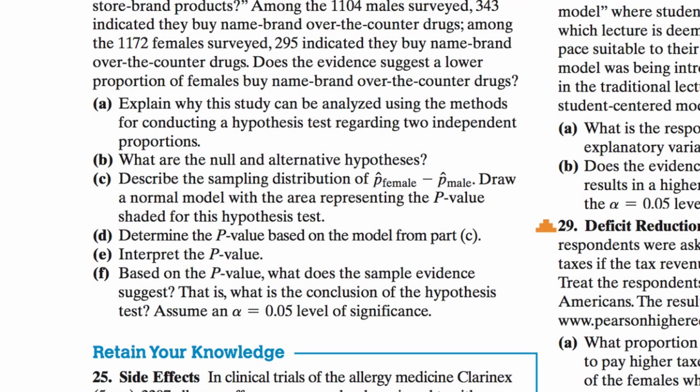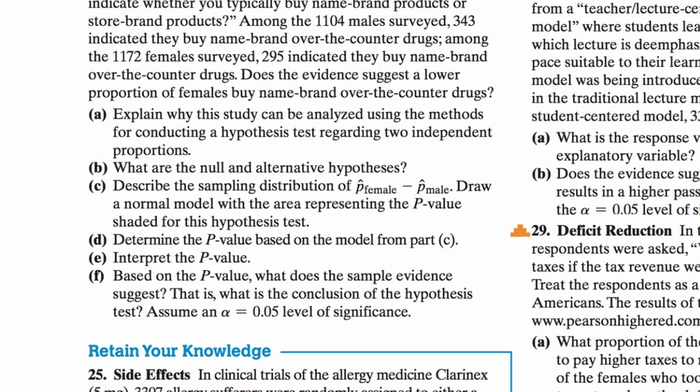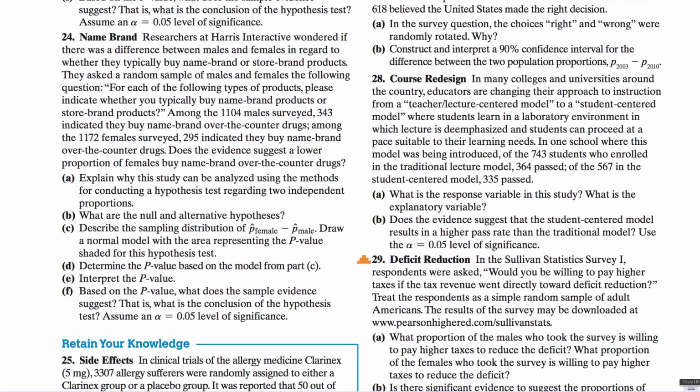And finally, after a very long period of time, we come to part F, which says, based on the p-value, what does the sample evidence suggest? That is, what is the conclusion of the hypothesis test? Assume alpha is 0.05. Well, you probably recall that when the p-value is less than alpha, we reject the null. And so we're going to do that in this case. And the null hypothesis was a claim of equality. That means we're also affirming the alternative hypothesis, which was that the proportion of females was less. So let's state that, and we'll be done.